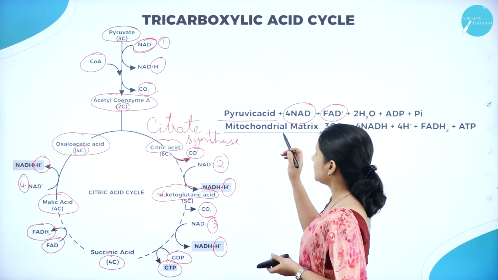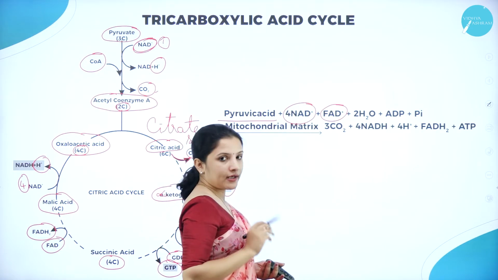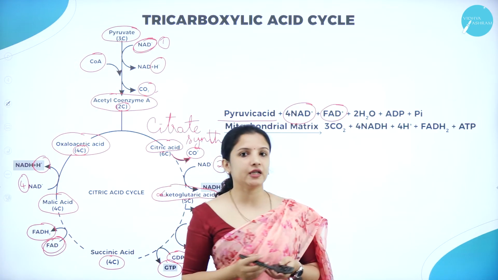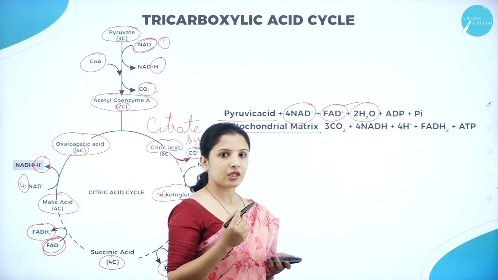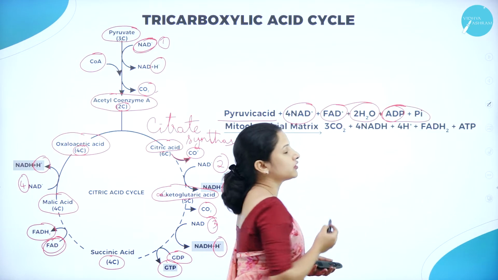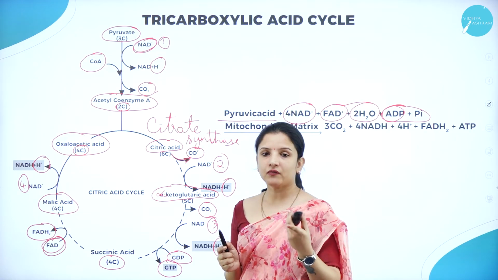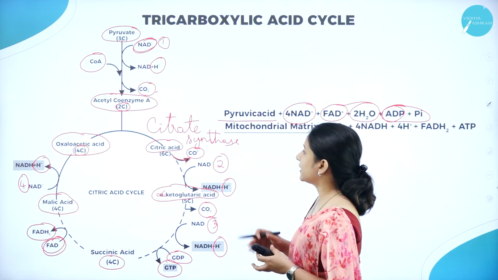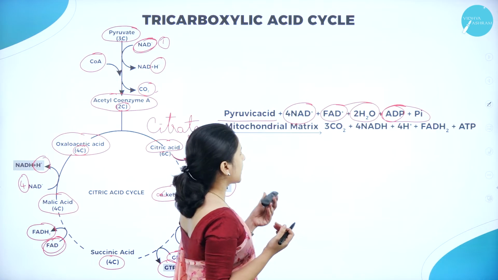So for one cycle, the pyruvic acid will make use of 4 NAD plus and 1 FAD plus. It will also make use of 2 molecules of water, 1 ADP, and 1 inorganic phosphate. Why are ADP and Pi used? To convert into ATP. Here the ADP combined with the inorganic phosphate to form ATP.